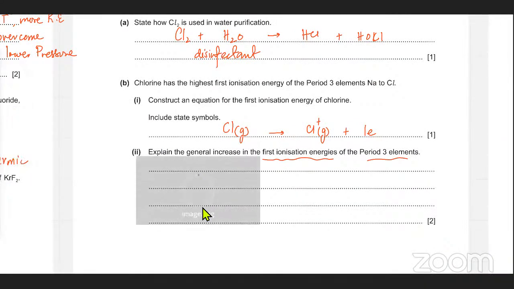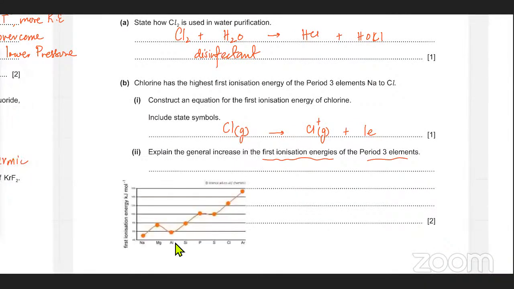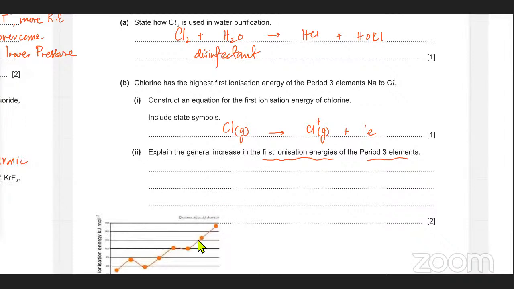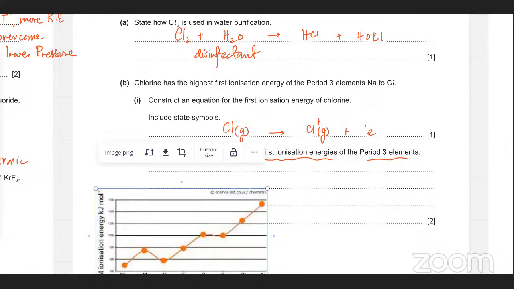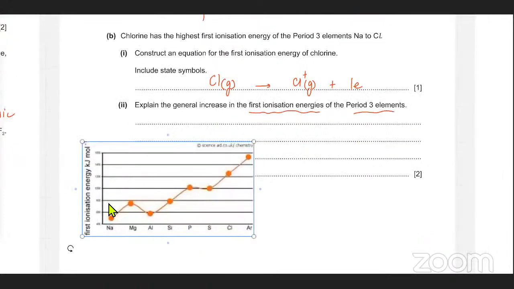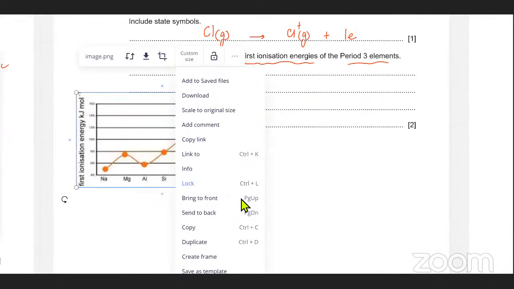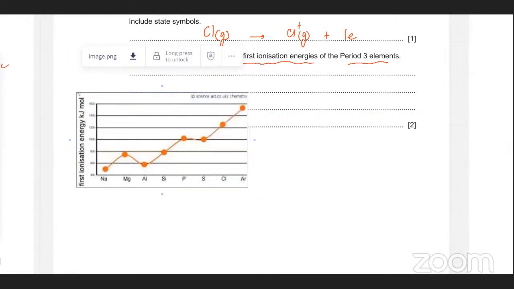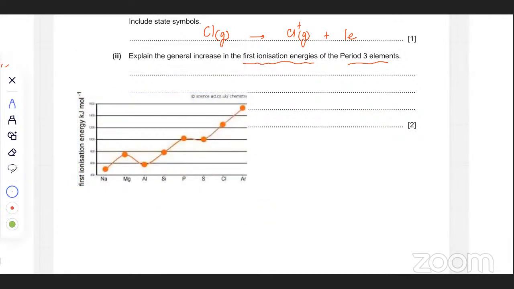Now this one, I don't know if it's the third period. I think, one second. So this one, yes, it definitely is the third period. It's Na, Mg, Al, etc. They're all part of the third period. Now, remember what happens when you move across the period. Why are the ionization energies increasing across the period? It's a two-mark question, just 2 points for that. Why do they increase? There's a general increase.